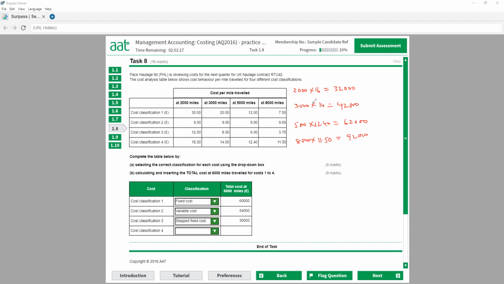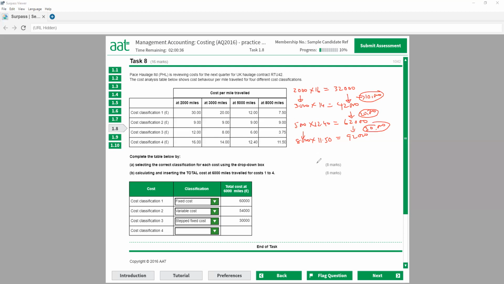So you can see when the mileage is increasing, the total cost is increasing. From 2 to 3,000, the cost increased by 10,000. Then from 3 to 5,000, cost increased by 20,000. And from 5 to 8,000, cost increased by 30,000. So it looks like for each 1,000 miles, the cost is increased by 10,000.